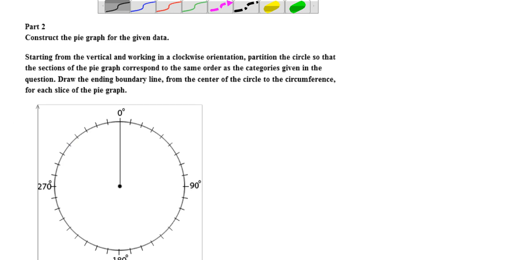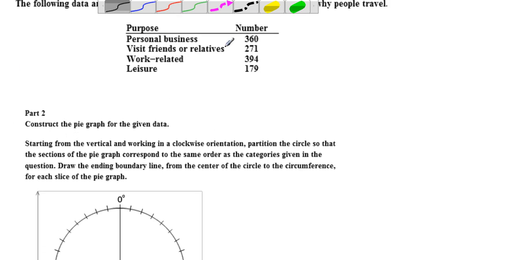We're going to calculate for each one of these. Remember, the sum is still 1204. So each time, we're going to take 360 and divide it by 1204. Then we're going to take that fraction and multiply it by 360 degrees.